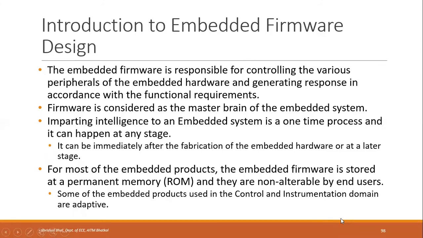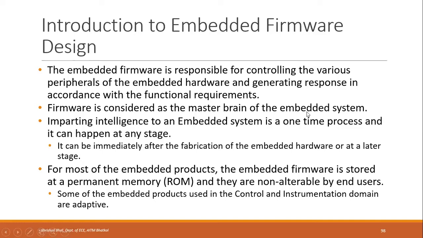It is the software. So we have seen from the beginning that embedded systems contain both hardware and software. So if you consider hardware as the body, this firmware is like the brain. The functioning of the body is dependent on the functioning of the brain. It is controlled by the brain, right? Similarly, in case of embedded system, the functioning of the hardware is controlled by the firmware. The embedded firmware is responsible for controlling various peripherals of the embedded hardware and generating response in accordance with the functional requirements. So it is considered as the master brain of the embedded system.